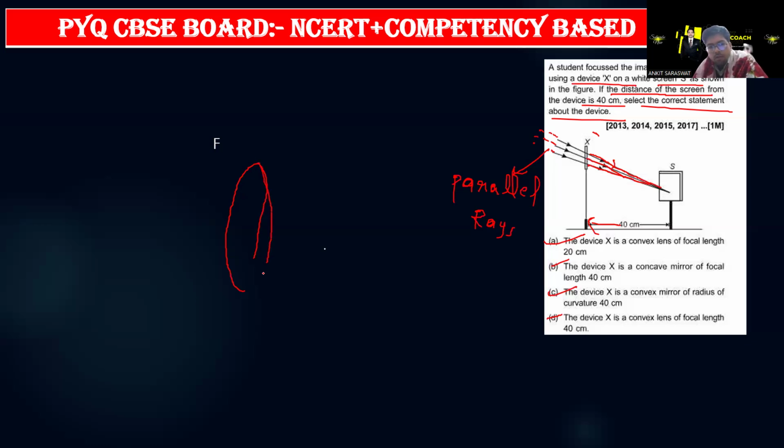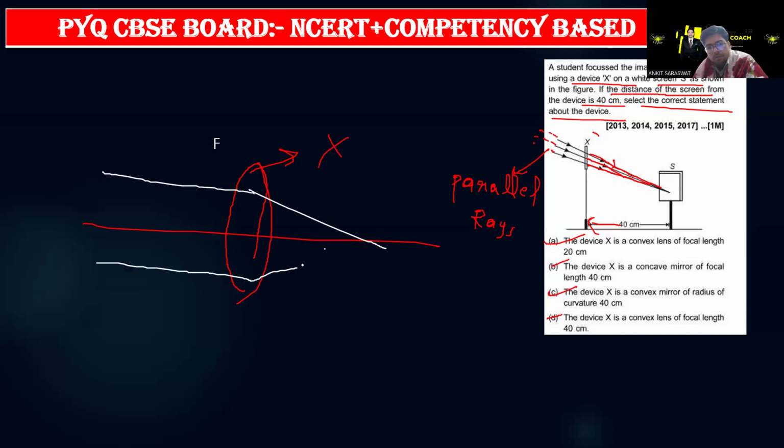I want to draw. This is X. These rays are going to pass and they are going to converge. So when is it going to happen? When the lens is a convex lens, like this. Light is coming from a distant object, like far away object, the light is coming parallel.